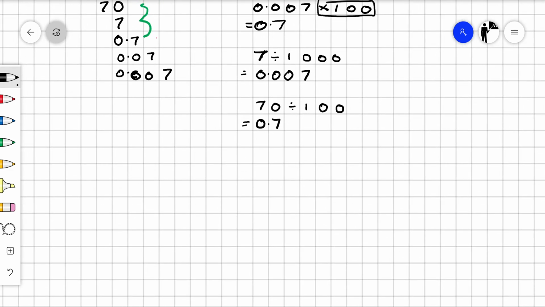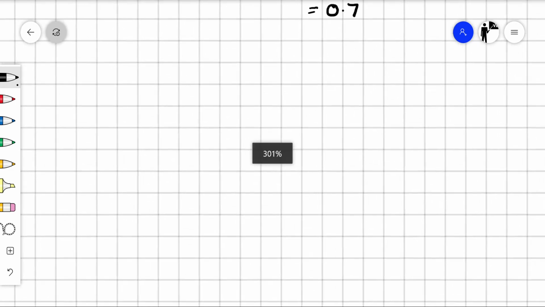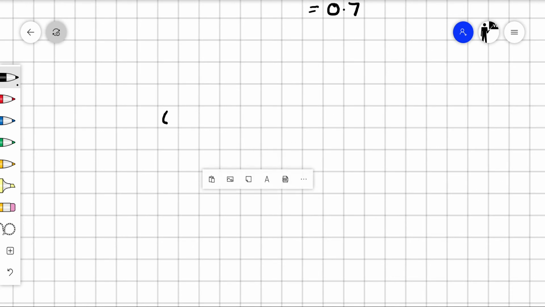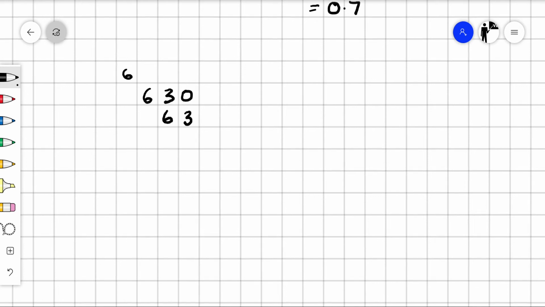Okay, let's maybe make it a little bit more challenging. Let's think about the number 63. What's 63 times 10? Well, it's going to be 630. Times this by 10, 6,300. What's 63 divided by 10? Well, it's going to be 6.3. And then 0.63. And then 0.063. I keep doing that. 0.0 we go.